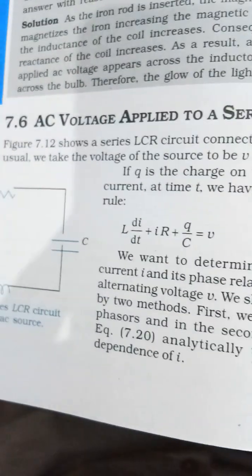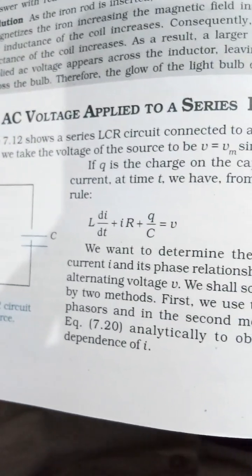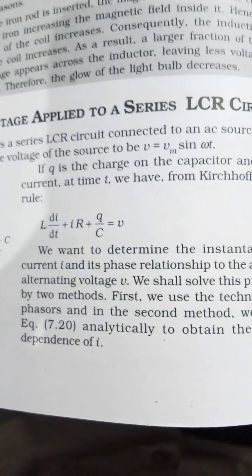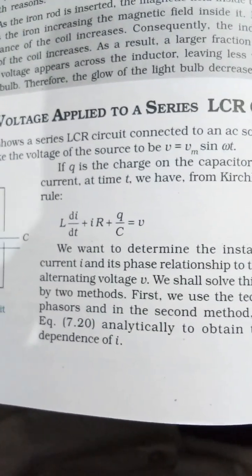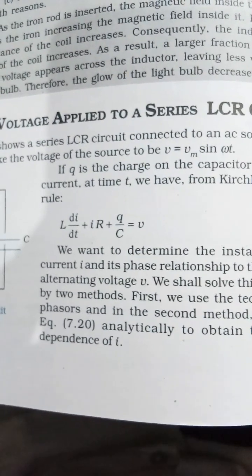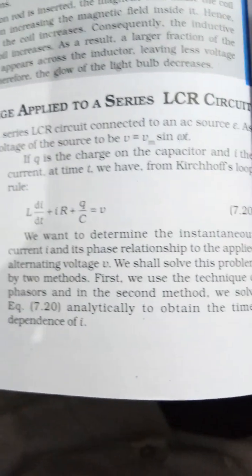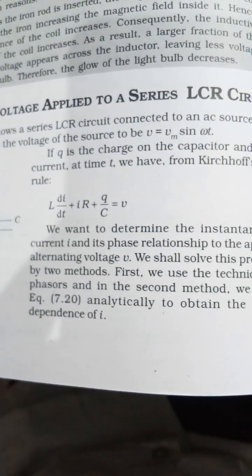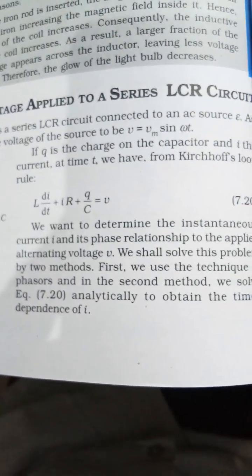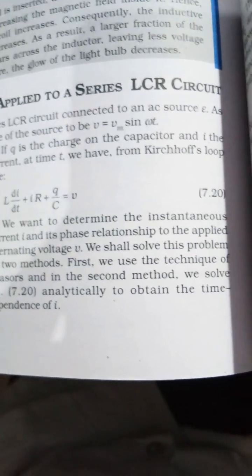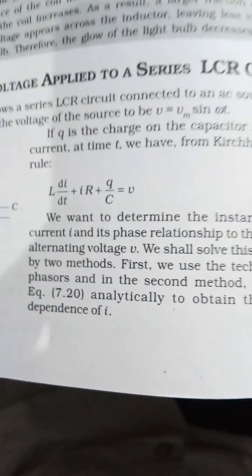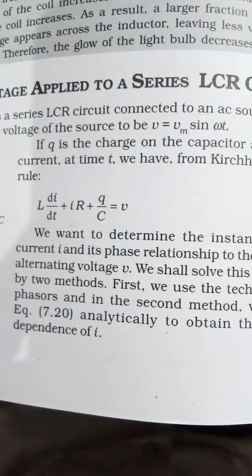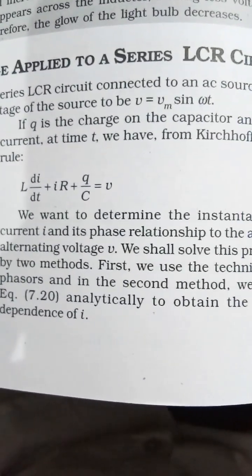As usual, we take the voltage of the source to be v = vm sin ωt, and if q is the charge on the capacitor and i is the current at time t, we have from Kirchhoff's loop rule: L di/dt + iR + q/C = v.